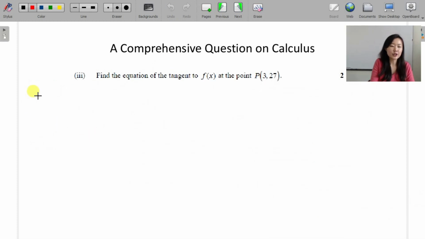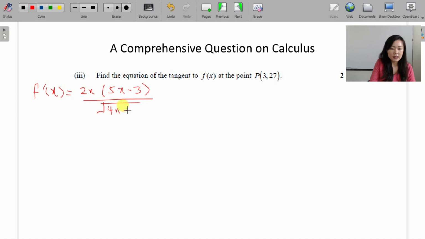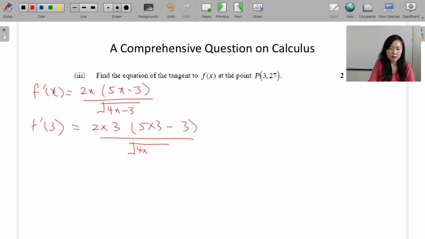Next, we want to find the tangent. So let me copy the derivative first, because tangent, remember, we need to look at the derivative for the gradient. Whoops, I copied the wrong thing. All right, so at that point, you need to find P dash 3 first. All right, put that through into your calculator. It should come out at 24.